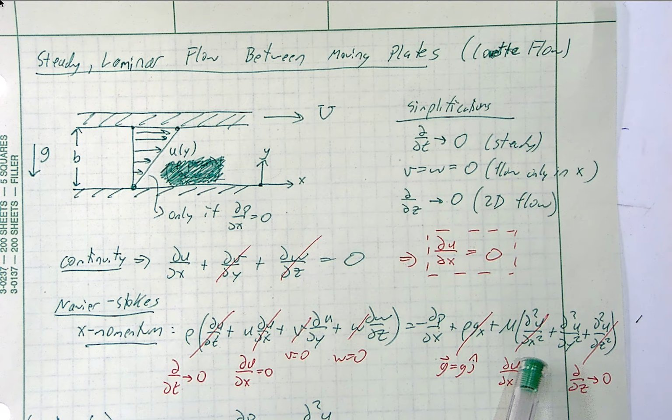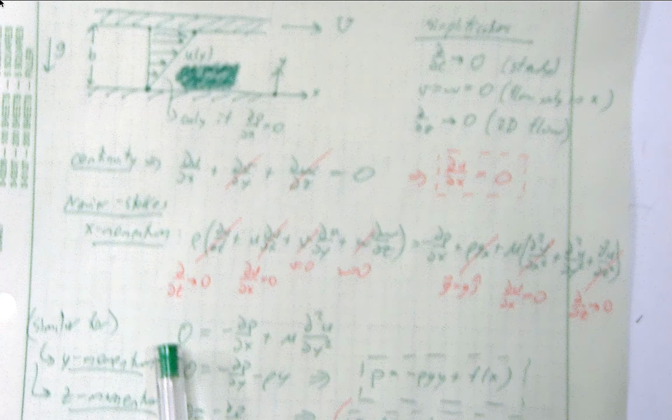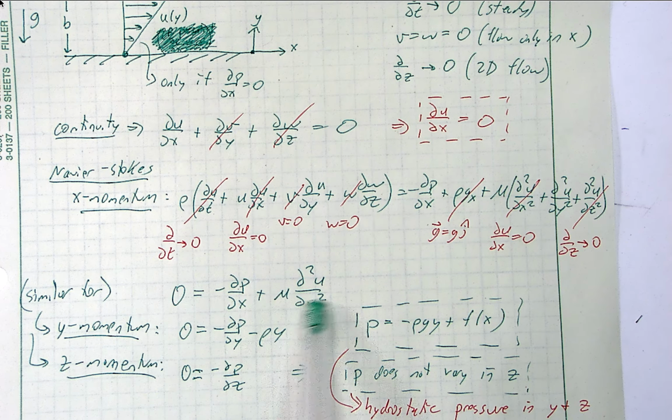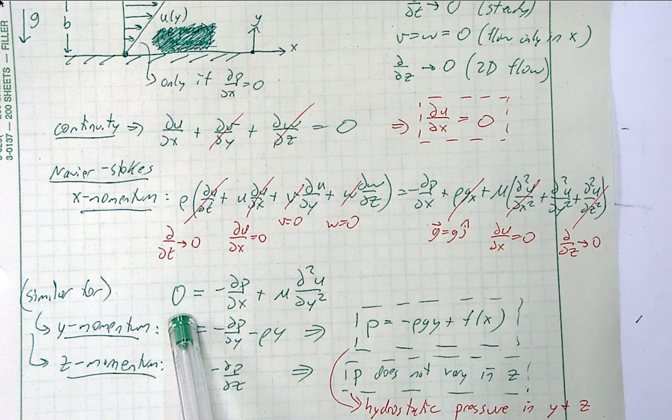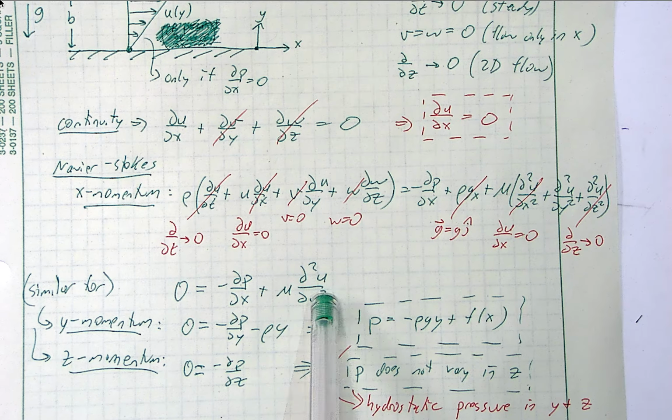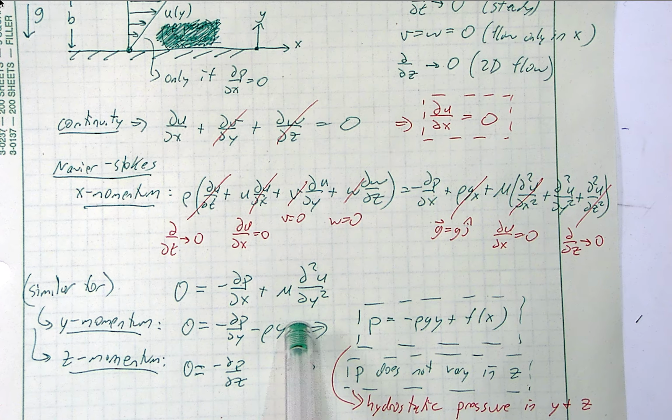This first one has a du/dx inside, so it goes to 0. We also said that changes in z go to 0. It's a 2D flow, so all we're left with here is the dp/dx and the second derivative of u with respect to y. We can do something similar for y and z, but here's our result from the x momentum equation: 0 on the left-hand side, we have our pressure derivative plus this one viscous term, which is the second derivative of u in the y direction.